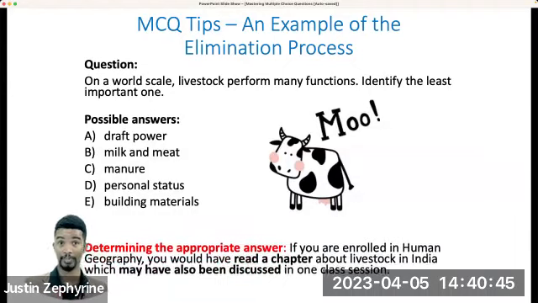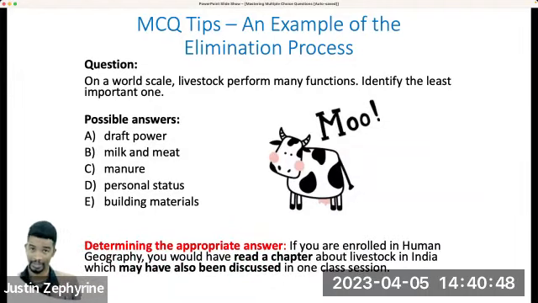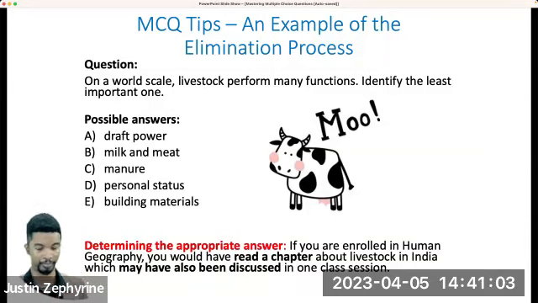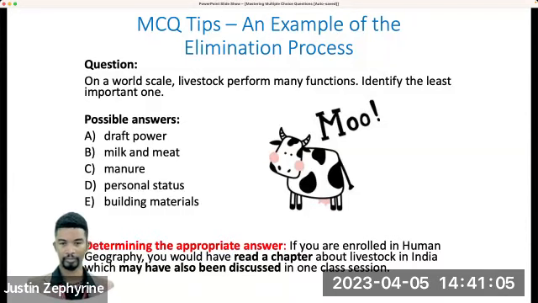All right, now let's put the context to determine the appropriate answer. Now, let's say you were enrolled in a geography class. Do we have any geography students here by chance? Or any science students here? You could just put your hand up or put a thumbs up. Do we have any science and agriculture students here or engineering students here? No? This is something, wow.